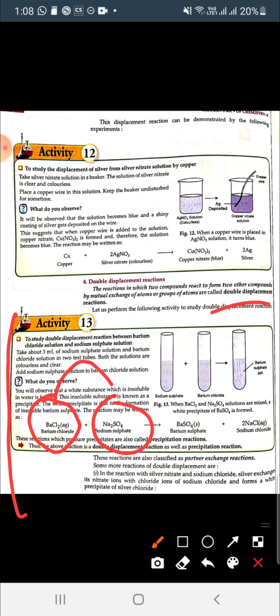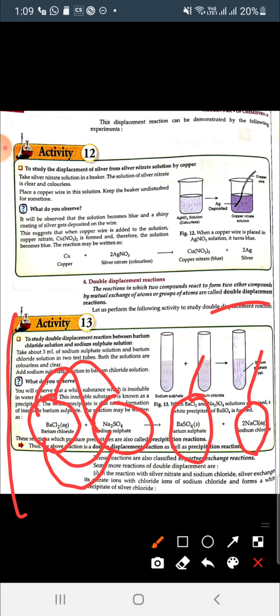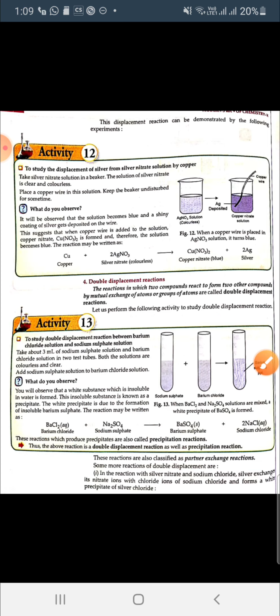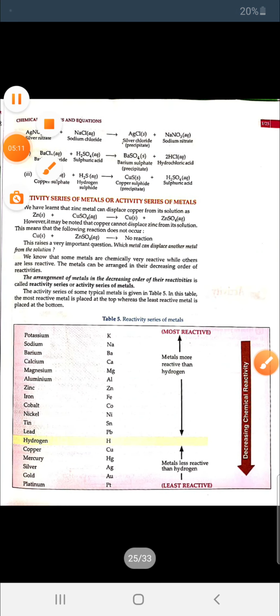When they react with each other, they mutually exchange their ions. In the products you can see barium is displaced by sodium and sodium is displaced by barium, so they are exchanged with each other. So these are the products. This is known as a double displacement reaction. More examples are also there.